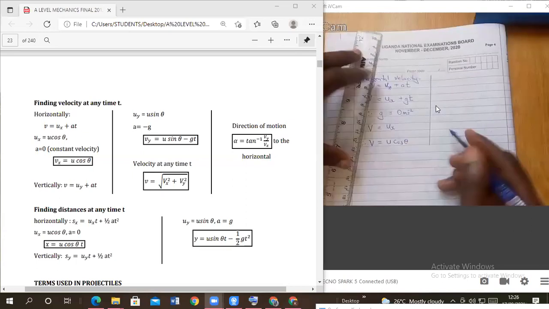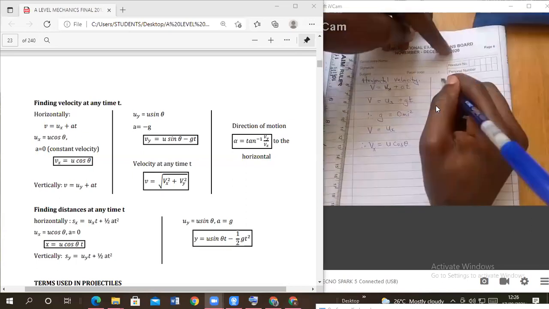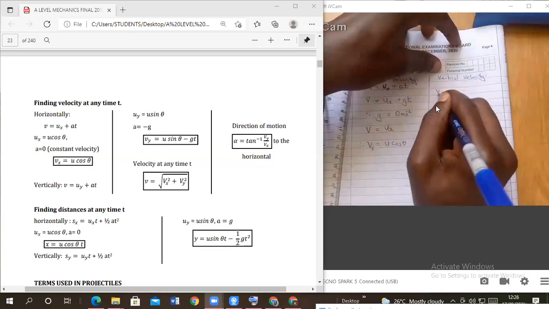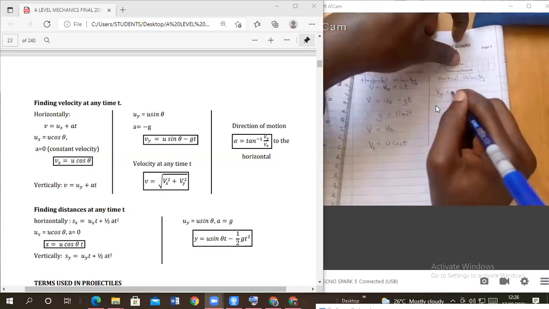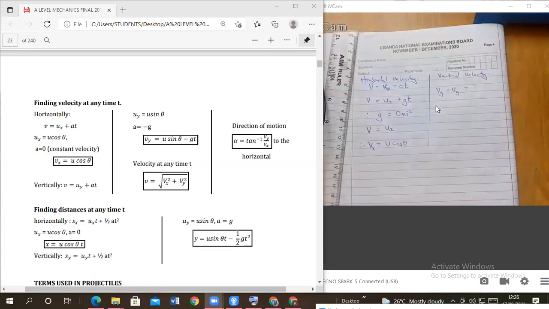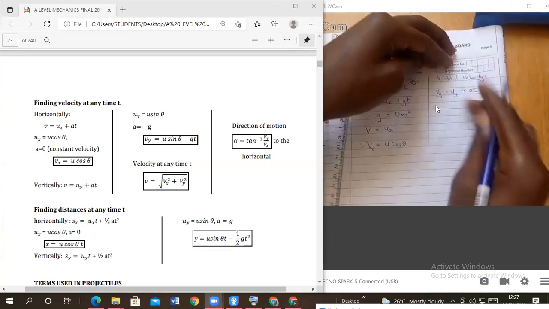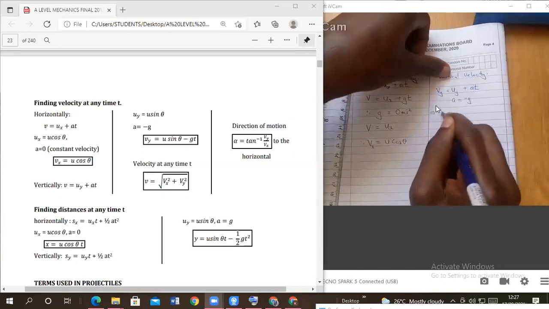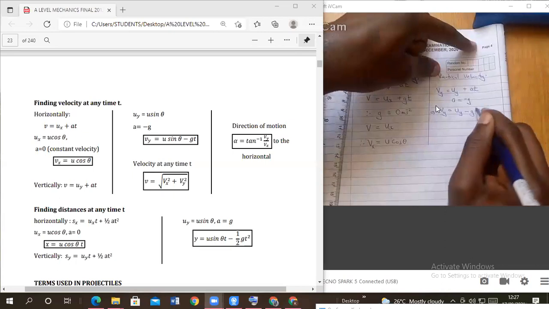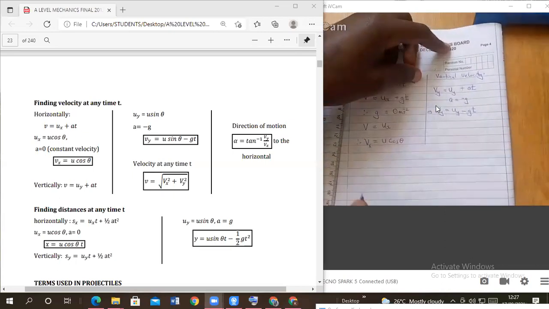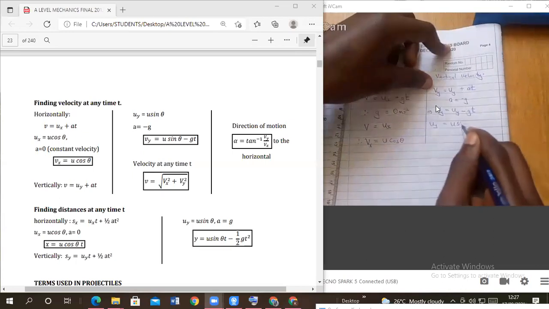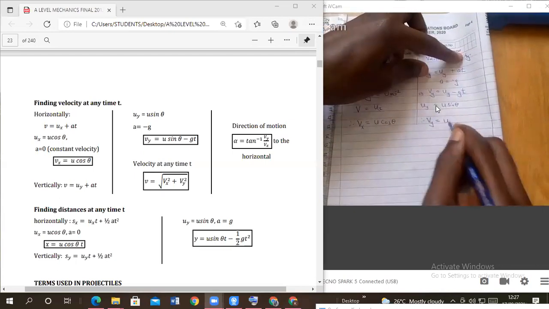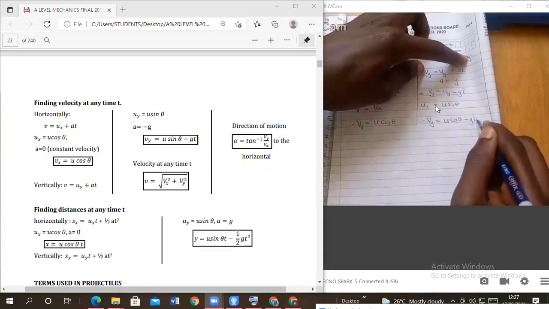Let's see for the Vy. So this was our final velocity, Vx. Now the vertical velocity, which is Vy. Using the same formula, Vy will be equal to Uy plus at. This time the body is moving up, so our acceleration will be negative G. So Vy is equal to Uy minus GT. But what was our Uy? Remember our Uy was equal to U sine theta. So therefore Vy will be equal to U sine theta minus G T.